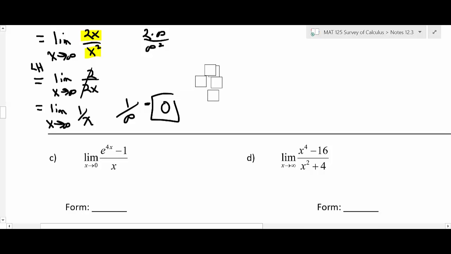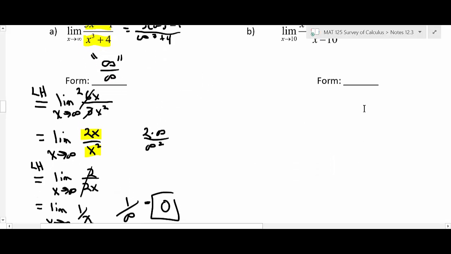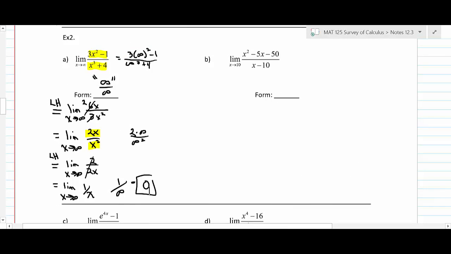So you can do it more than once. You keep doing it? Yes, you can keep doing it as long as you have that form. And what happened at the very end, I didn't have that form anymore. I had 1 over infinity, so I can reason out the answer. Now, I taught you a lot easier way to do this earlier in the semester. What happens if the degree of the top is less than the degree of the bottom? 0. We said 0. You can still do it that way, but L'Hopital's rule definitely works if you do that then.